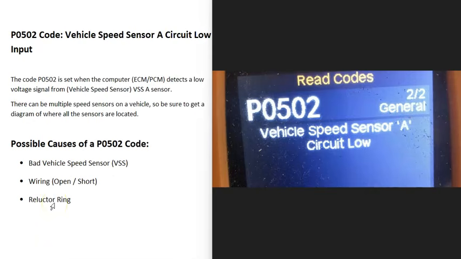So today I'm talking about a P0502 code, what it is and how you go about fixing it. And so what is a P0502 code? Well, it's a vehicle speed sensor A circuit low input. And what does this mean?